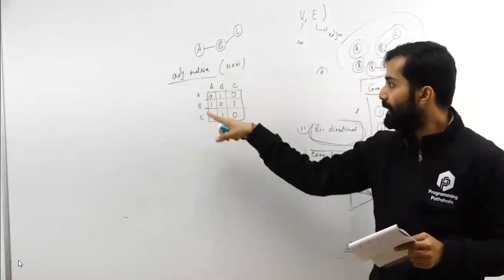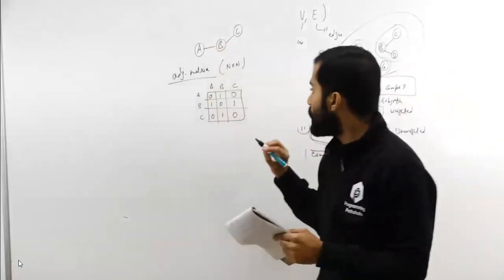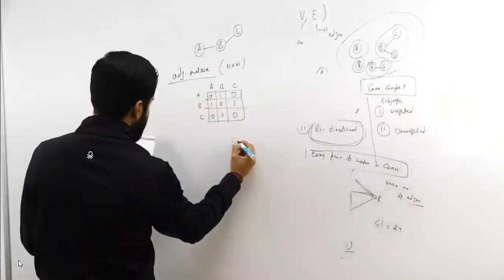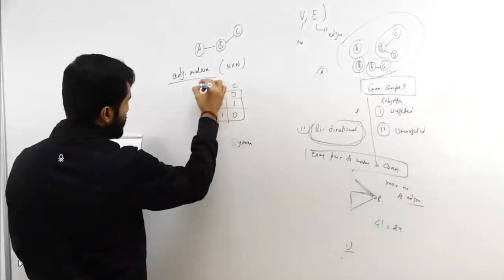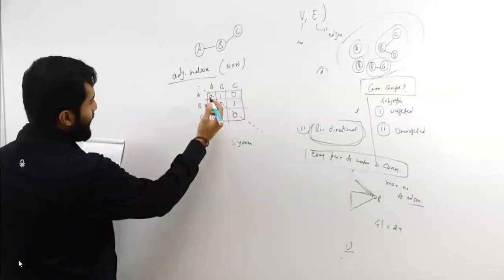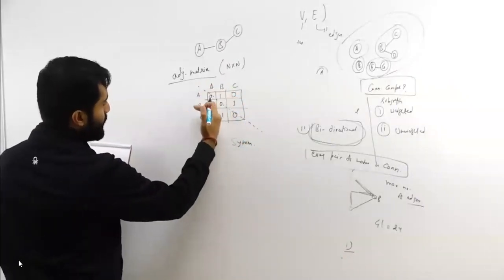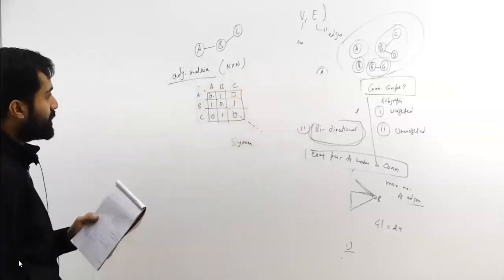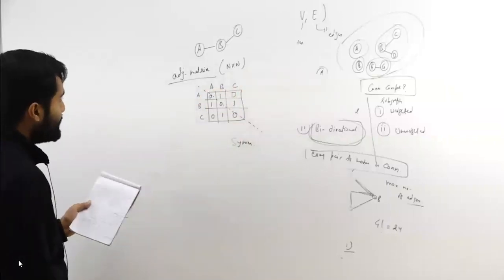Now, there are some properties of this matrix. The very first property is that this is symmetric about this line, about this diagonal. So you can see that whatever you have below it is a mirror image of what you have above it. Okay, and this is very natural. Why is this very natural?